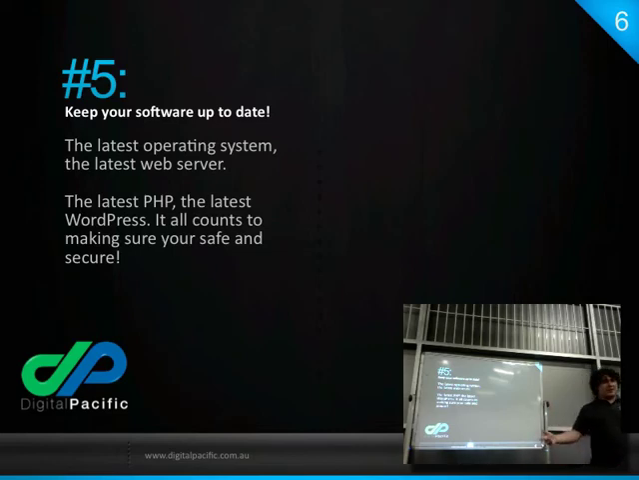Number 5 is the obvious one. Make sure your software is up to date. And this isn't just WordPress, this is your themes as well and all your plugins and even files inside your themes. Because just because your theme's the latest version doesn't mean the files inside your theme are up to date.